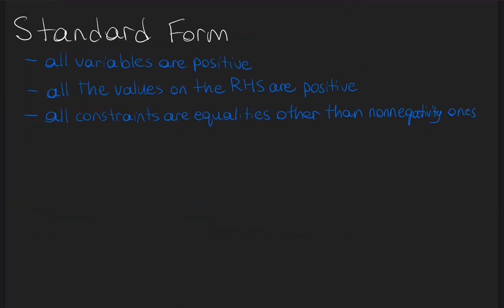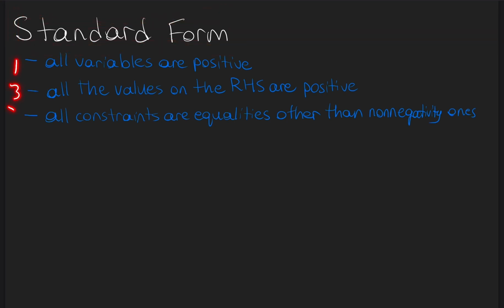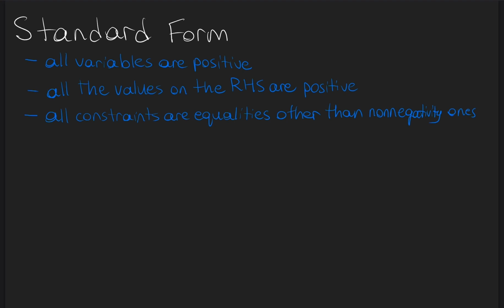Okay, so let's talk about the standard form first. So here's the standard form, and here are the main three rules. Now, some people can break these rules down further, but generally these are three rules. So the first rule is that all variables, especially decision variables, have to be positive. The second rule is all the values on the right-hand side are positive. The third rule is that all constraints or equalities other than the non-negativity constraints must be equal. Wait, let me repeat that. All constraints have to be equalities other than the non-negativity constraints.